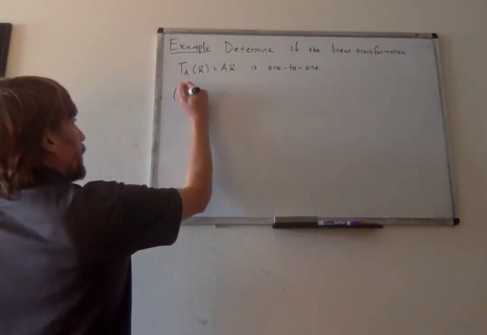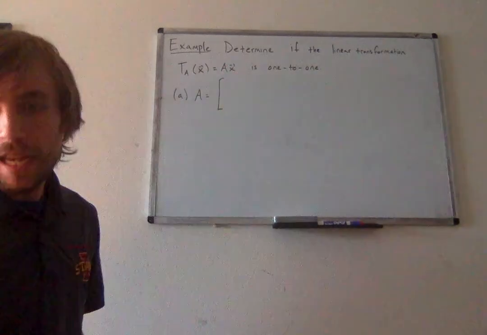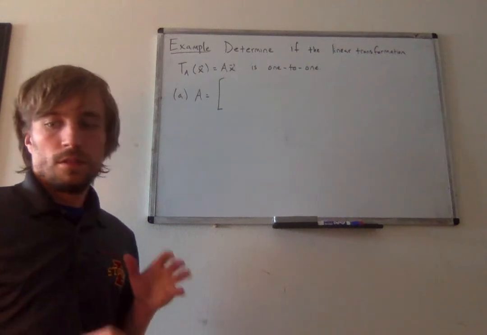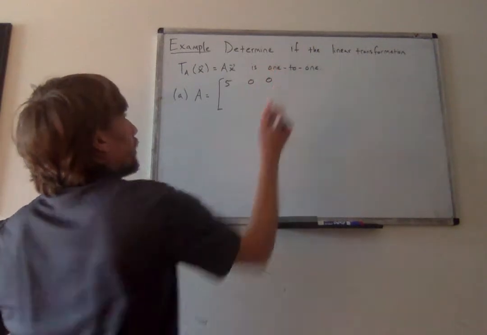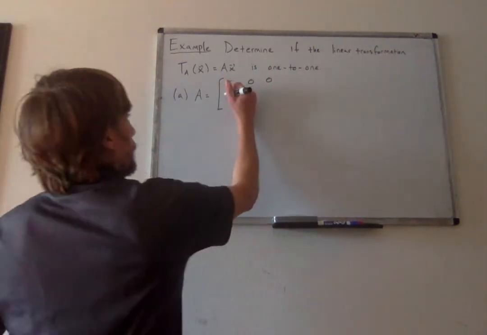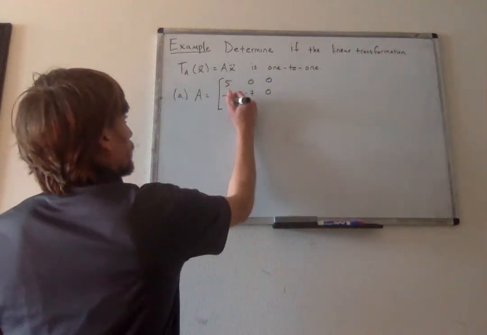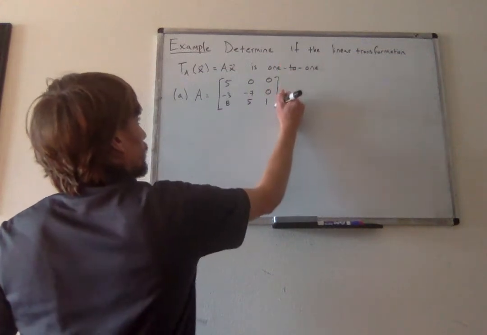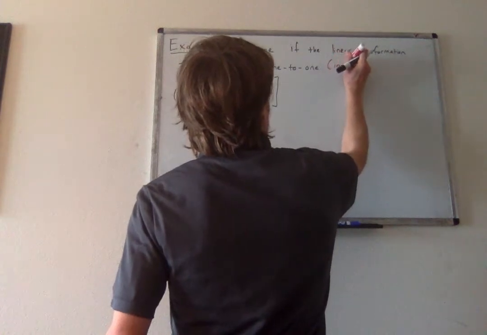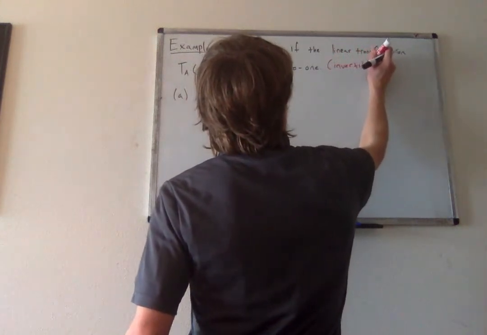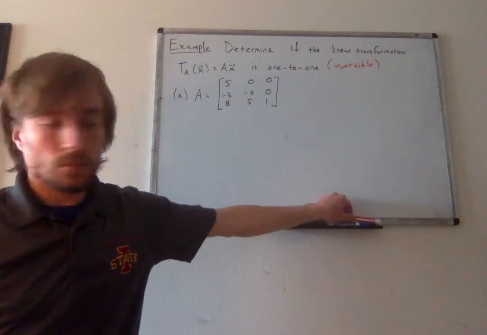And so we're going to do this for two matrices, and I'm going to show you how you can, again, use this theorem and maybe occasionally use a few shortcuts to not always have to row reduce. So one-to-one, I'm going to put in parentheses here also invertible, because they're equivalent statements, as we've learned.